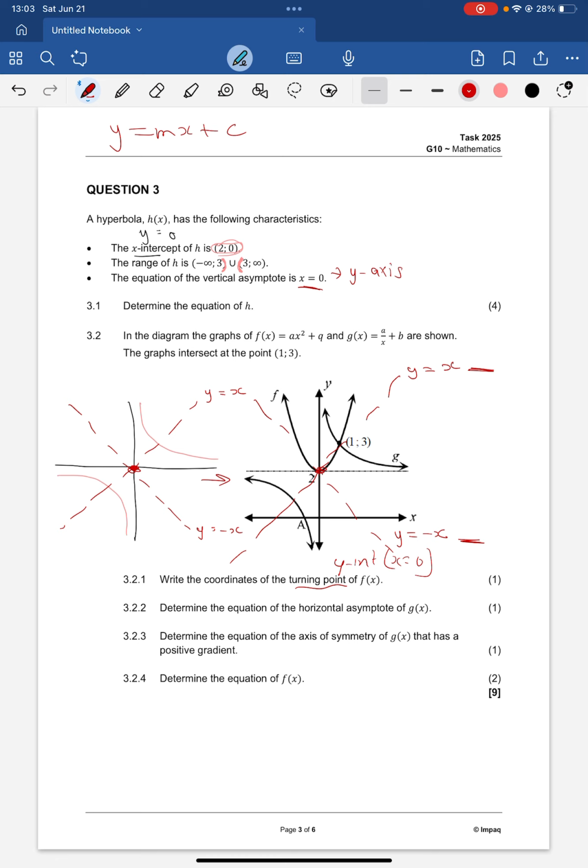Similar to what I did in question 3, but I want you guys to just use your noggins a bit.